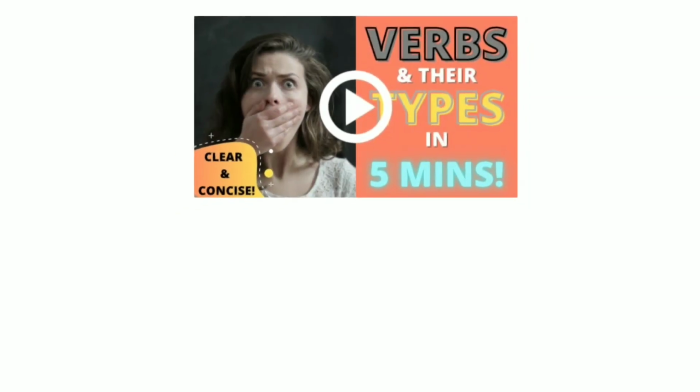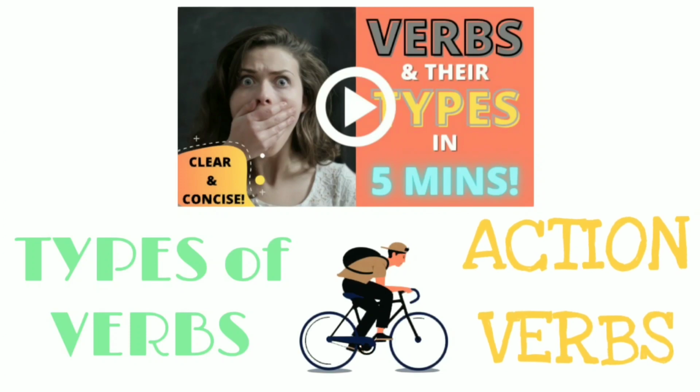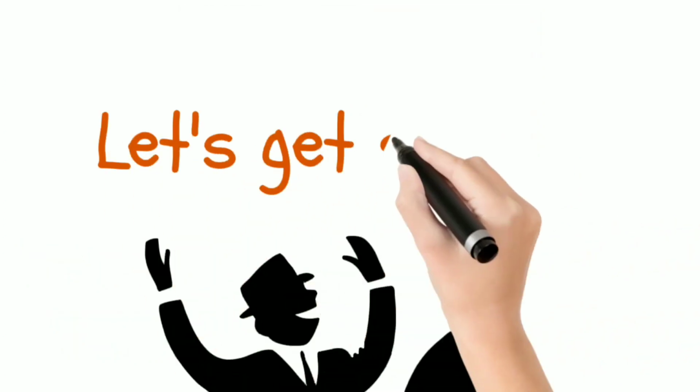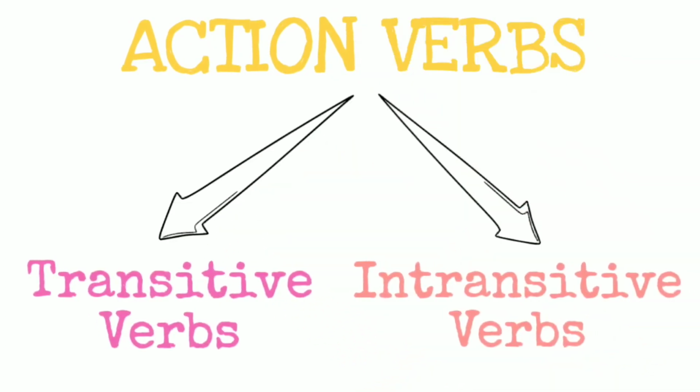Last video, we discussed the different types of verbs. Today, we learn more about action verbs. Let's get started. Action verbs have been classified into two categories, transitive and intransitive.